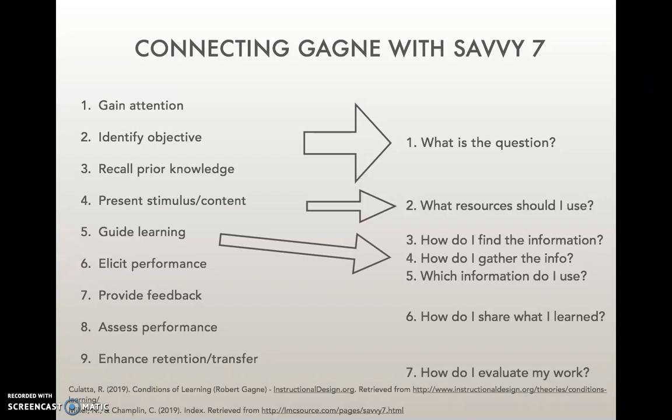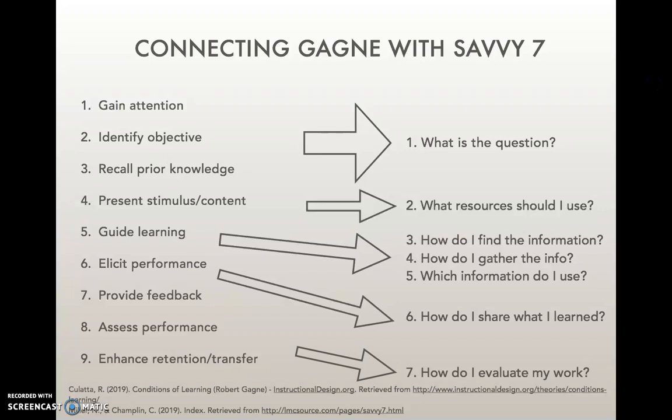Gagne's 5th event, Guide Learning, aligns with Savvy 7's questions 3, 4, and 5, where the librarian will be guiding students in finding, gathering, and selecting their information. The students are doing the work, while the librarian is available to help them identify the resources they should use, collect the information, and filter out what isn't relevant. The 6th event in Gagne's theory is eliciting performance, and this aligns with Savvy 7's 6th question, which involves sharing the learning. In this event, the students are sharing their knowledge products.